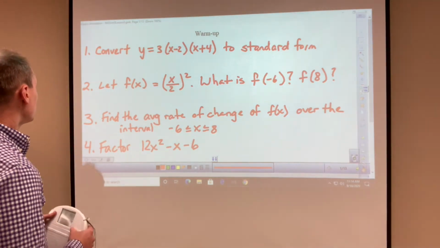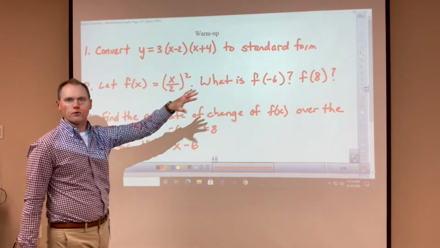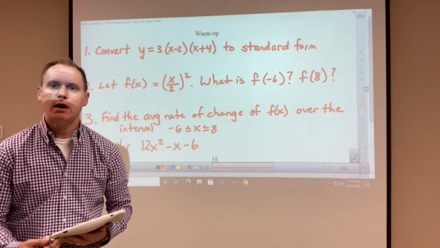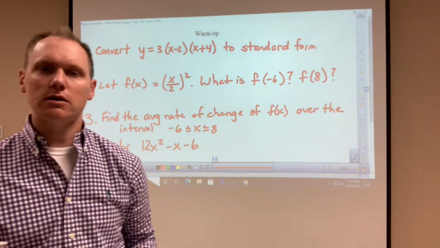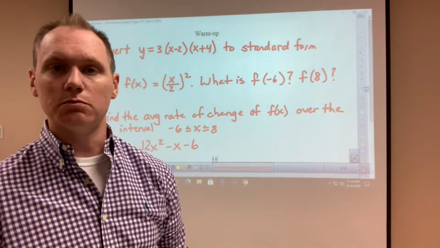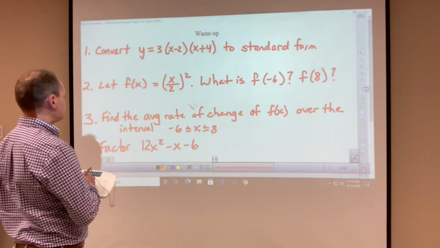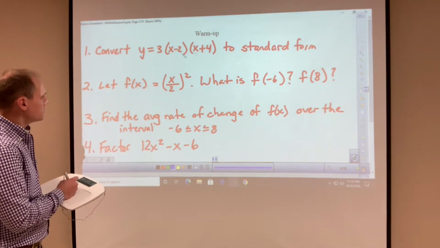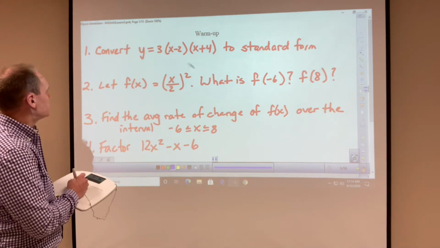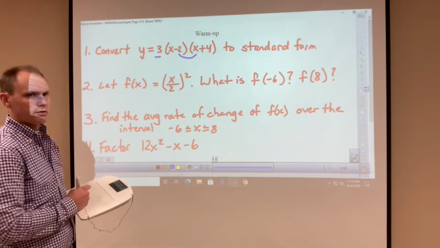Alright, so in number 1 here we're going to convert from factored form to standard form. To do that, we need to use what we did a couple of videos ago, using operations with polynomials to multiply this polynomial out. There are a number of ways you can do this one. I'm going to multiply these 2 together first and then multiply the result by the 3.